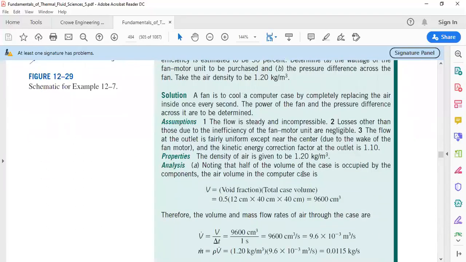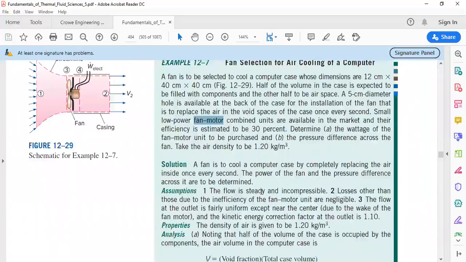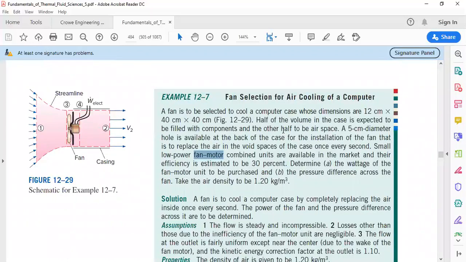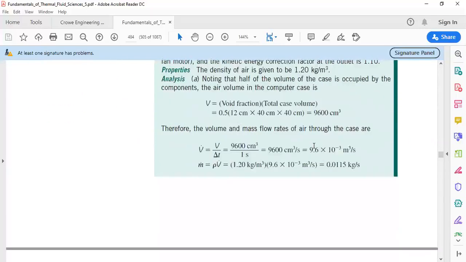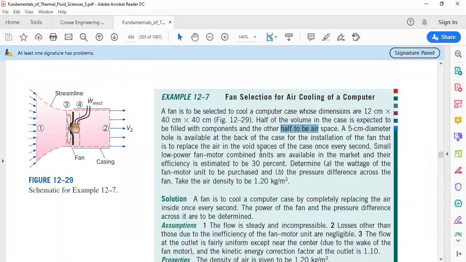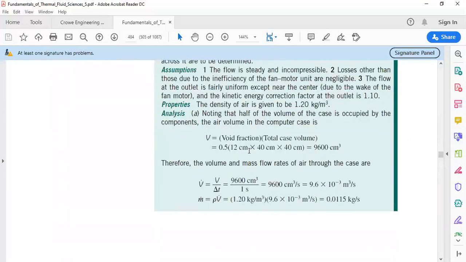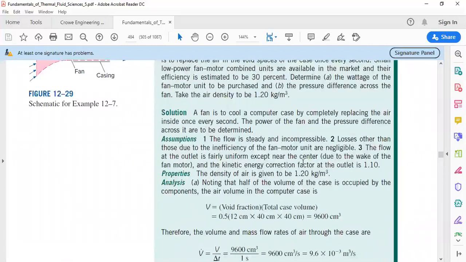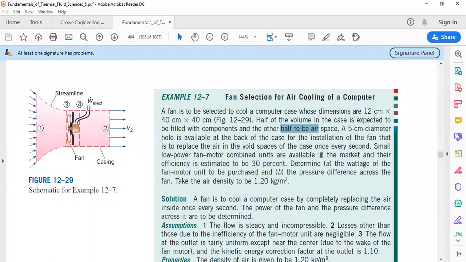Okay, so first the volume equals the void fraction. It tells us that half is to be airspace, half is filled by the components, while the other half is filled by the air. So the volume filled by the air equals half of this space dimensions, 12 by 40 by 40. So half times the 12 by 40 by 40 results in 9,600 cubic centimeters.